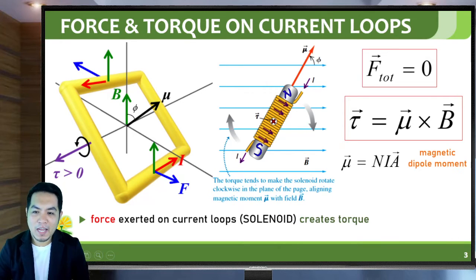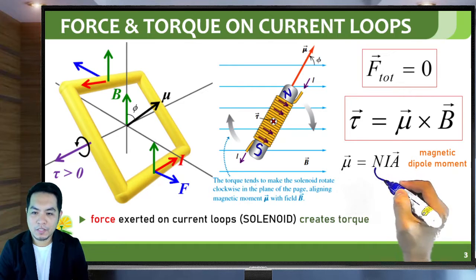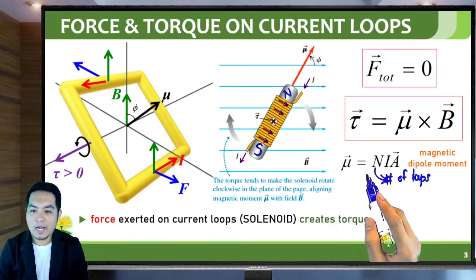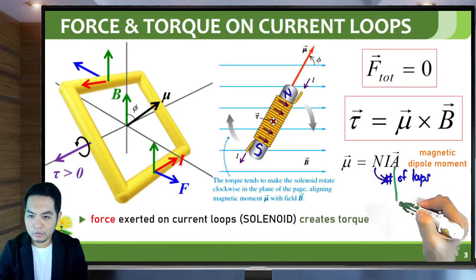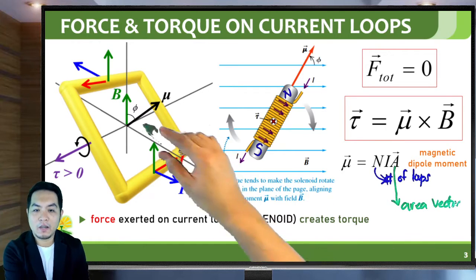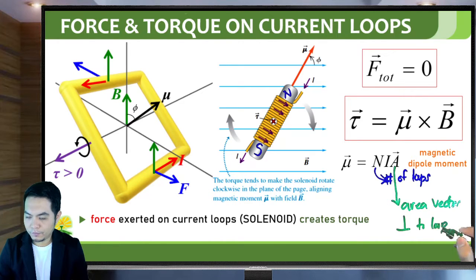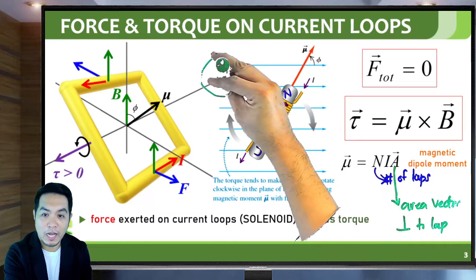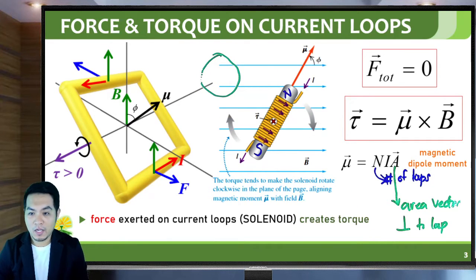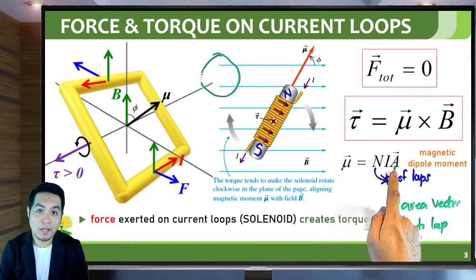The magnetic dipole moment, for current loops, is defined as N times I times A, where N is the number of loops, I, of course, is the current, and A is what we call the area vector. Basically, it's the area enclosed by the loop, and its direction is always perpendicular to the loop. So if I draw a circular current loop here, the area vector will be either out of the page or into the page, but it's always perpendicular to the loop. In this case, you will notice that the direction of the magnetic dipole moment is the same as the direction of the area vector.